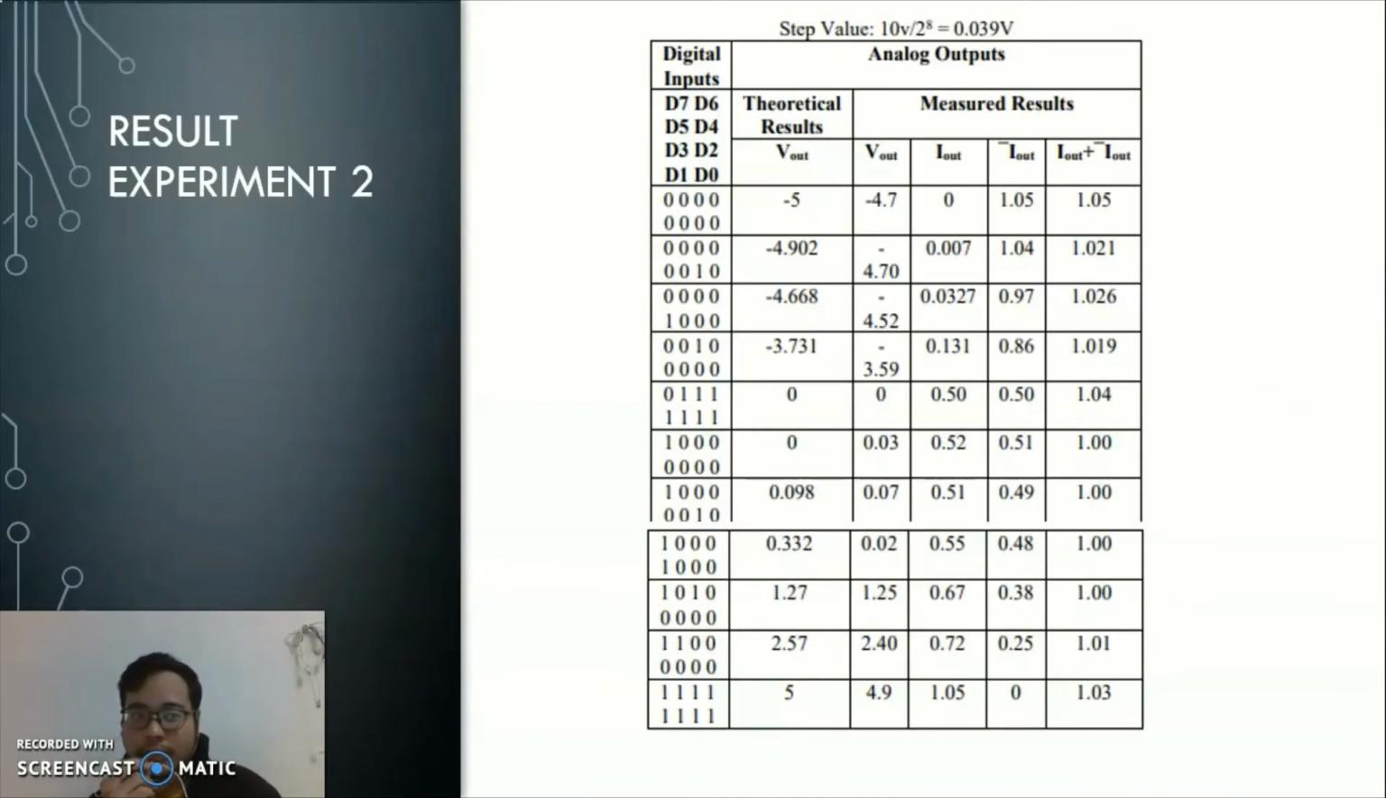Okay, now this is the result from experiment 2 that we get from the bipolar voltage output of DAC 0800. The step value is 10 volt divided by 2 to the power of 8. We got 0.039 volt, and the digital output is the combination from bit 0 until bit 7. For each value, we measured the theoretical value and measured value, and we compare the value of V out and I out from theoretical and measured value.